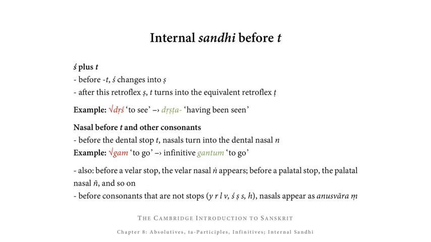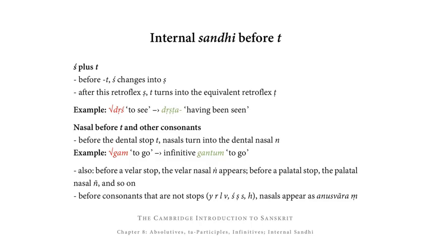Now, if I add tum to gum, tum is a little awkward to pronounce, and so what happens is the M, the labial nasal, just turns into the dental nasal in front of the dental T, in front of the dental stop T, so we don't have gumtum, but we have gantum. Now this is part of a larger system of internal sandhi.